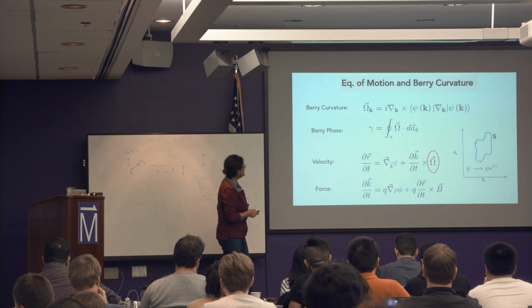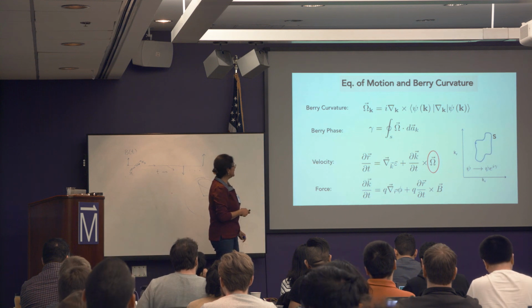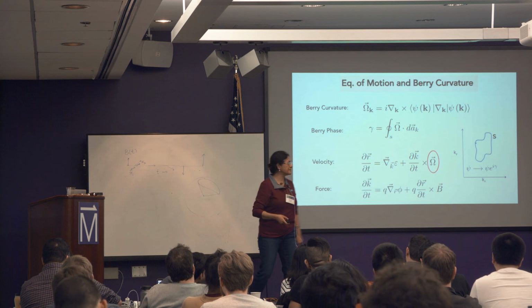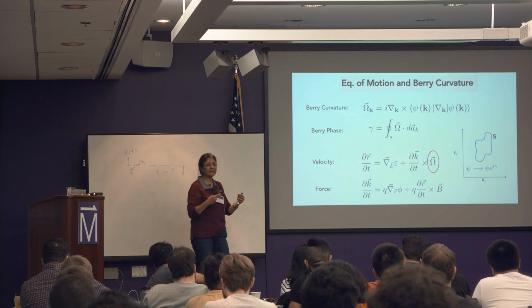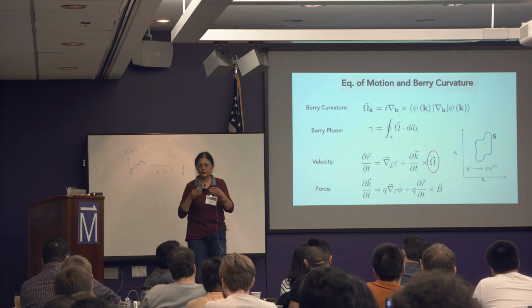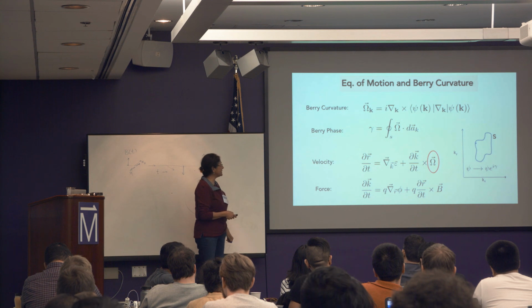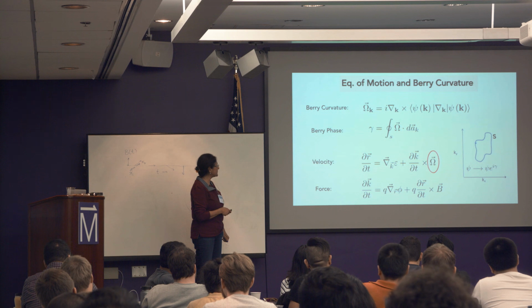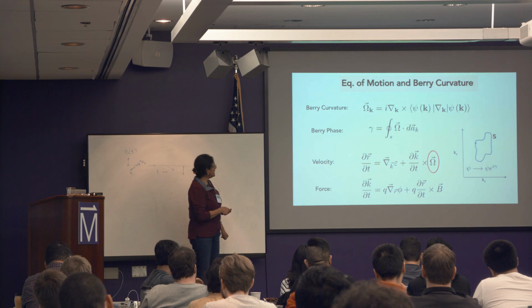Berry curvature here, whose integral gives us the net Berry phase, is exactly like a magnetic field in momentum space, and it affects the equations of motion. If you think semi-classically, an electron is described as a function of R and K. So we can look at a point in phase space described by R and K, momentum and position, and see how it evolves in time.